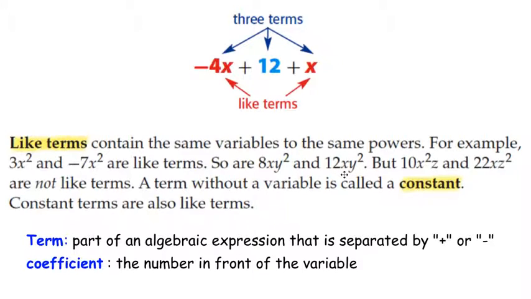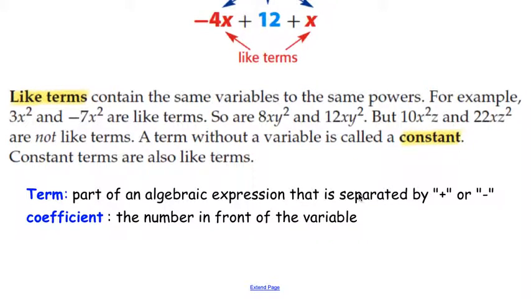They are like terms. However, when you have something like 10x squared z and 22xz squared, if you look at these, the x has a squared term, this x does not. So these are not similar terms and they cannot be combined. So make sure you understand the difference between like terms and unlike terms so that you're able to simplify algebraic expressions. Now when we have a number that does not have a variable with it, that's called a constant.